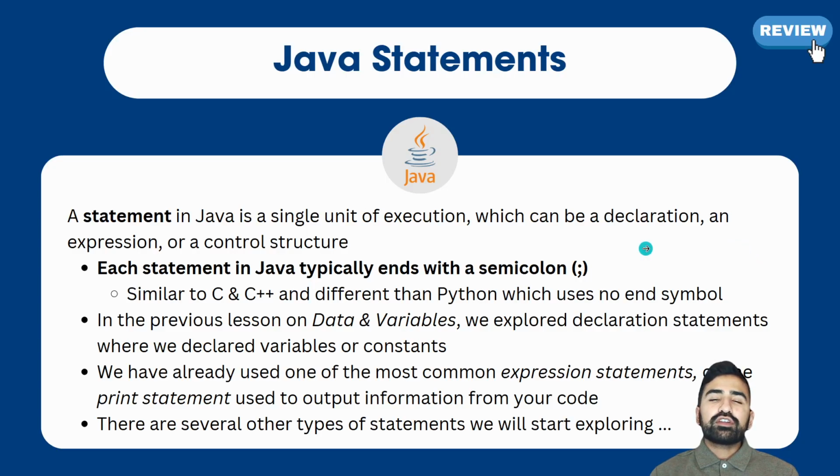So for our introduction, it's really just going to be review. So of course, a Java statement, right? That's when you tell Java to do something, right? It's a single unit of execution. That could be a declaration, expression, control structure. Control structures are conditional statements, right? They're the same thing. They control the direction of our code.